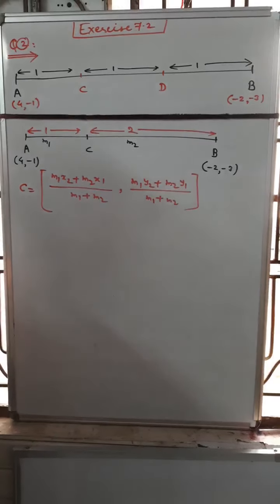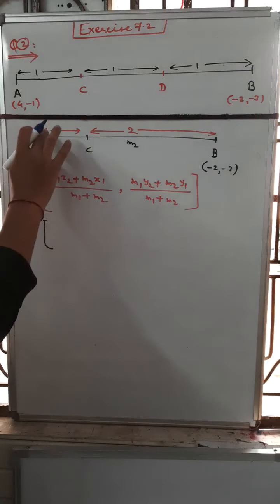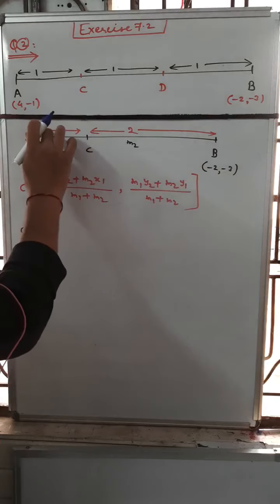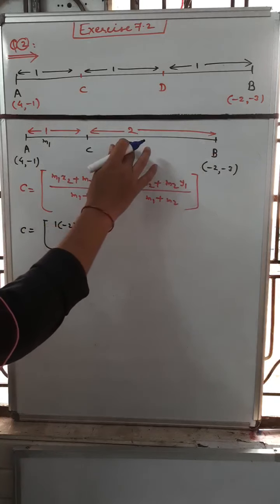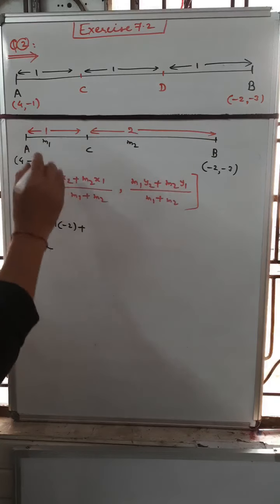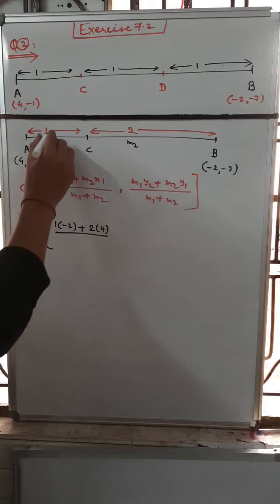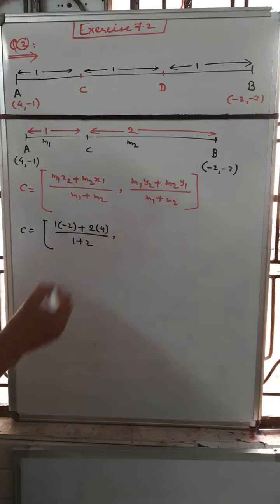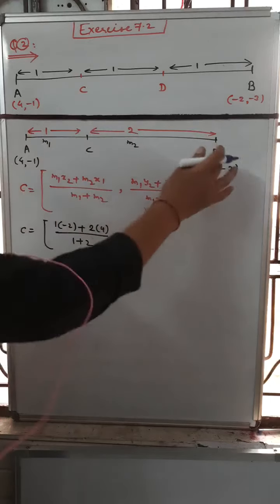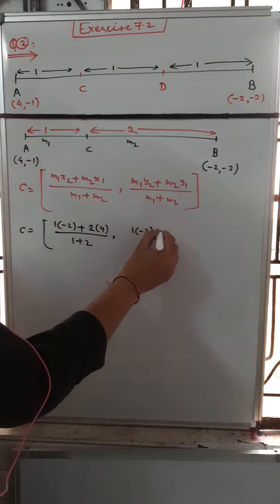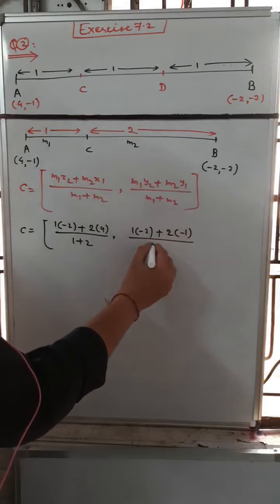Now you can put all the values here. So definitely we can put the values. m1 means 1, and it will be cross multiplication. 1 will be multiplied by -2, 1 into -2, plus m2 will be multiplied here. So m2 is equal to 2 into 4, upon m1 plus m2, that means 1 plus 2. And for the other coordinate y, 1 into -3 plus 2 into -1 upon m1 plus m2, 1 plus 2.